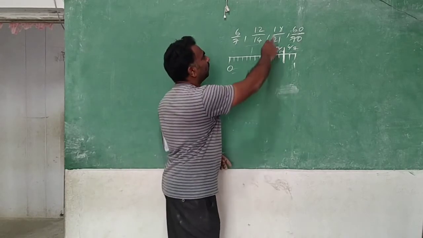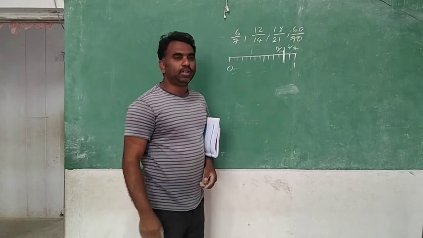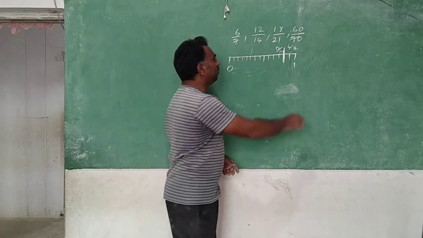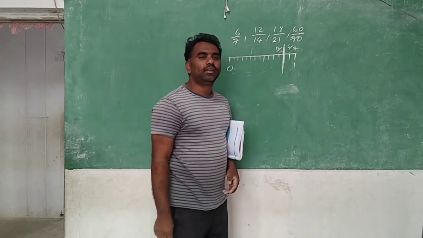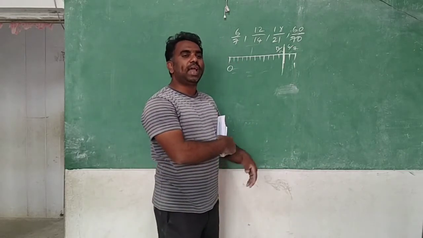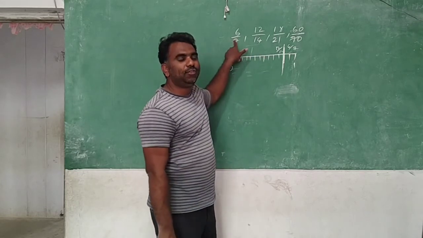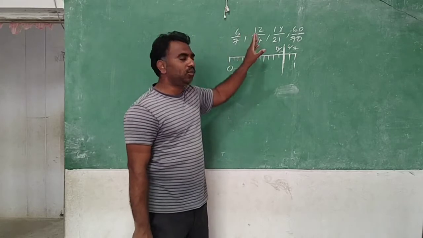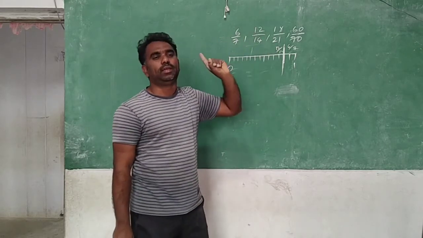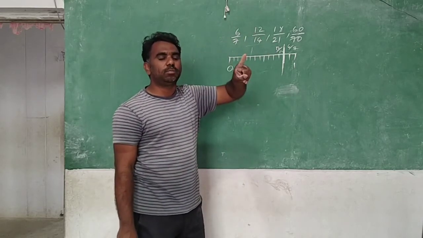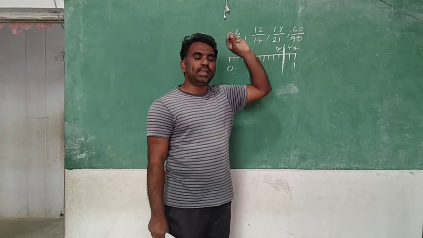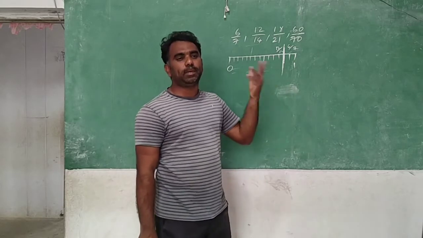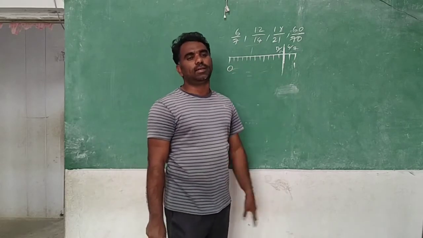So if you take this 60 by 70, it means you will make 70 parts and take the 60th part. That is also here only. So all the equivalent fractions, whatever you write, if you mark them on the number line, every fraction we can find in one place only. Because equivalent fraction means equal in quantity but not in numbers. The numbers are different but they are equal.